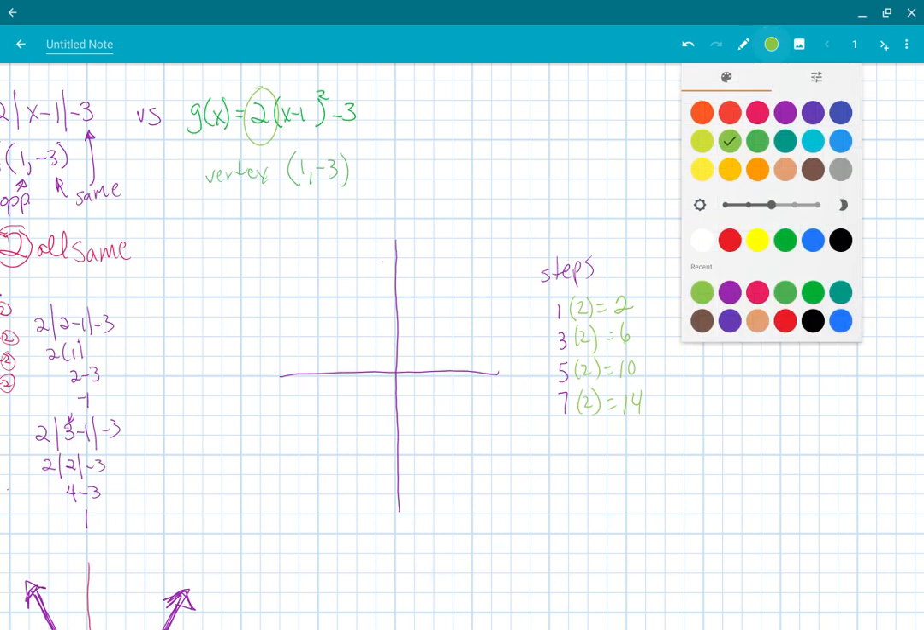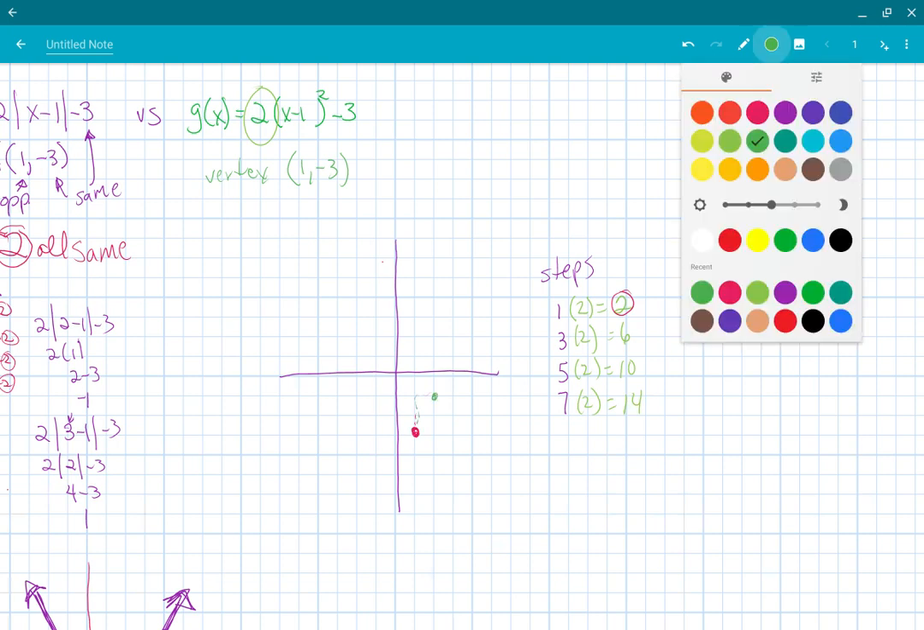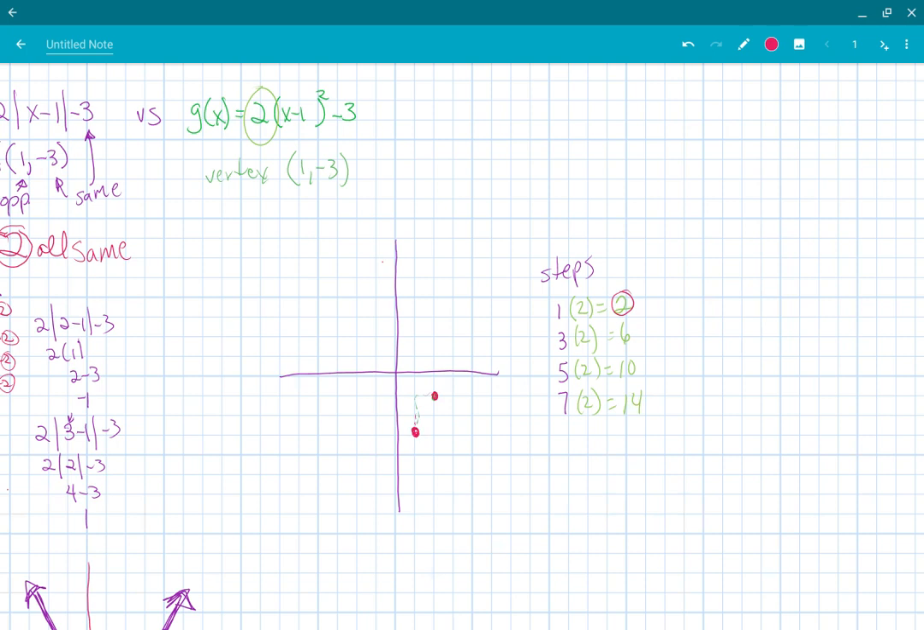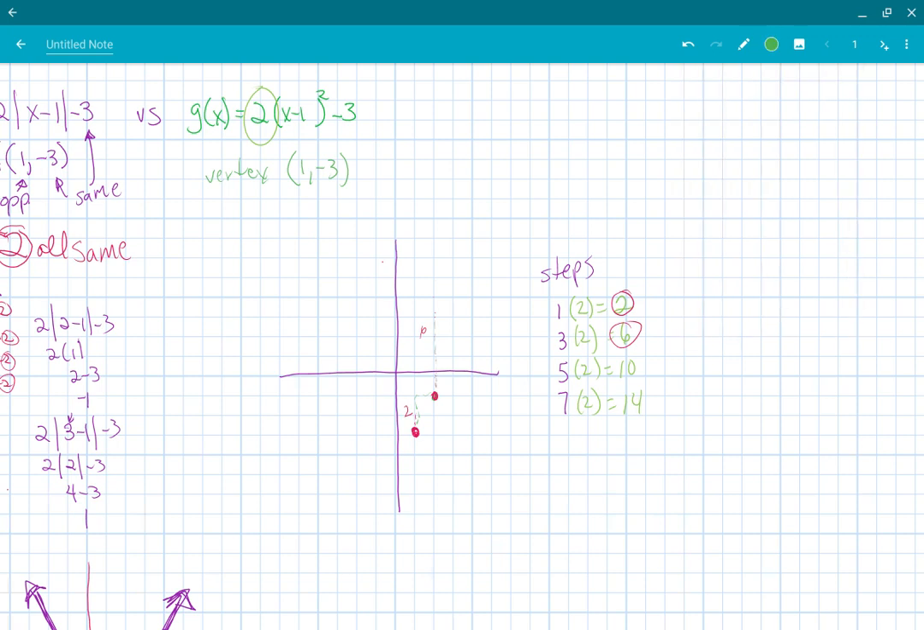All right, the vertex was 1, -3. 1, 1, 2, 3. And the first step is 2. So up. I'm going to make my steps green. And the next step is going to be 6. 1, 2, 3, 4, 5, 6. So I'm going to put a little 2 there. Because if you don't have graph paper, this is how you could do it. Just tell yourself what it's going to be. And the next step is going to be 10.